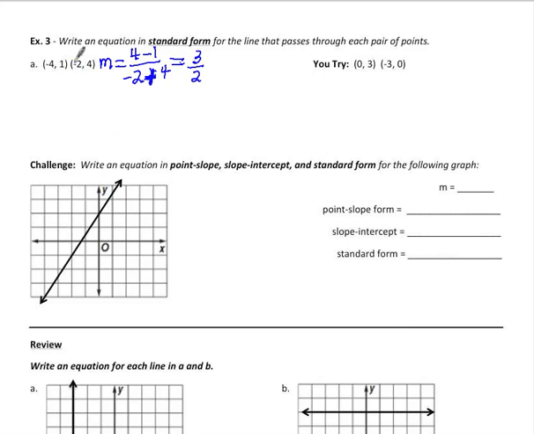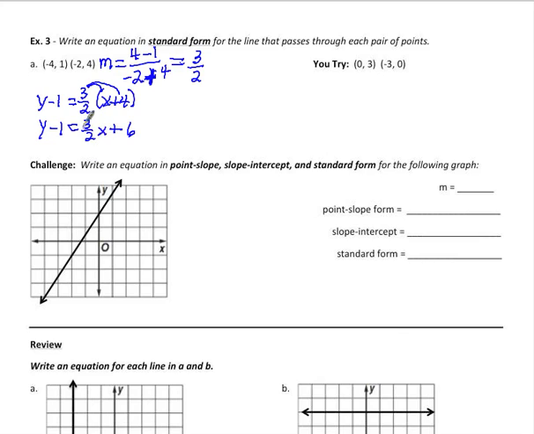So it's positive. And then now I'm just going to plug this in using one of my points. It doesn't matter which point you choose. We've done this many times. I'm going to pick the first one just because it's got smaller numbers to me, -4 and 1. So I get y minus 1 equals 3/2 times the quantity x plus 4. And then I'm going to multiply through. So I get y minus 1 equals 3/2 x plus 6. So 3 times 4 is 12, divided by 2 is 6.